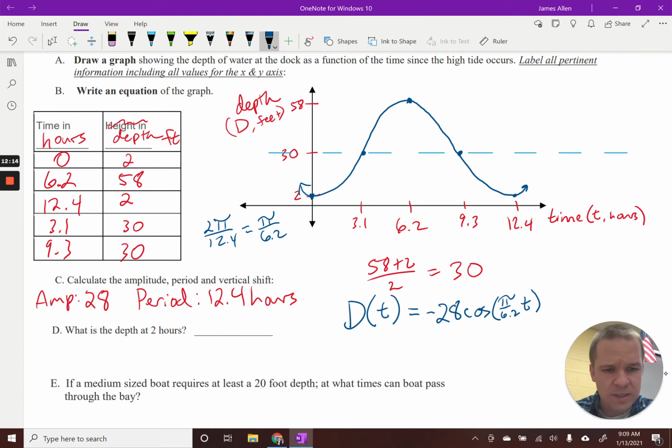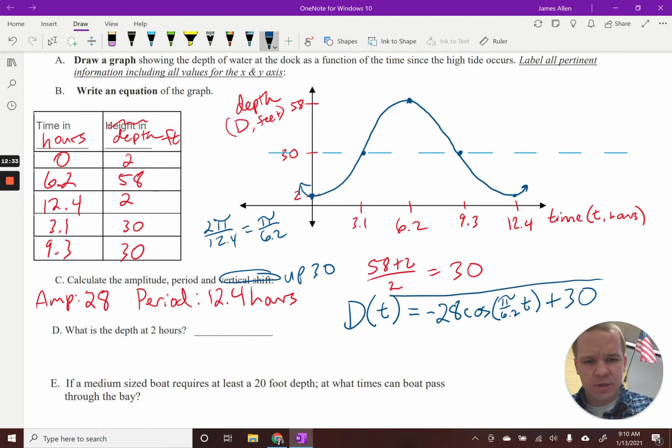And then we got plus, right? And our midline was at 30, right? That was our vertical shift. And it did ask for that right here. So that was up 30. Okay. I like it. I think we're pretty solid there on our equation. So let's think about answering some questions here, and then I want to do maybe a little bonus action with this one because I find it quite interesting.